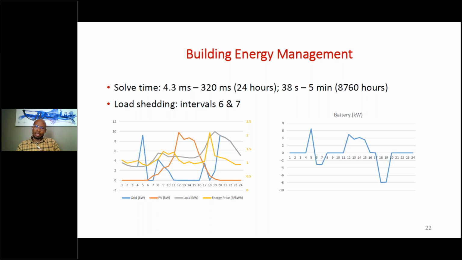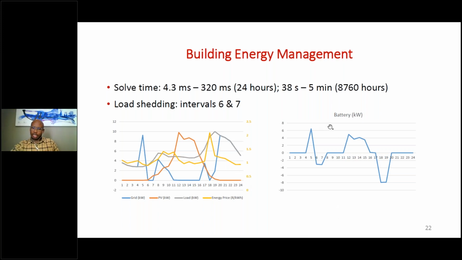And then you get about 320 milliseconds if the problem has tricky constraints to satisfy. You can also solve it in about 38 seconds for 8,760 hours. That is about 1 year. But if the problem has very tricky constraints, you can solve it in 5 minutes for a whole year's profile. And these are the profiles that you get for grid power, PV, the load, and then including the energy price as well.